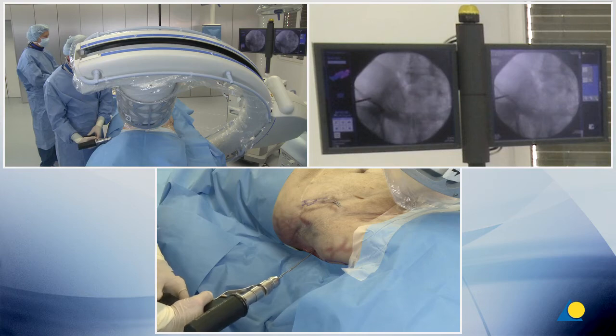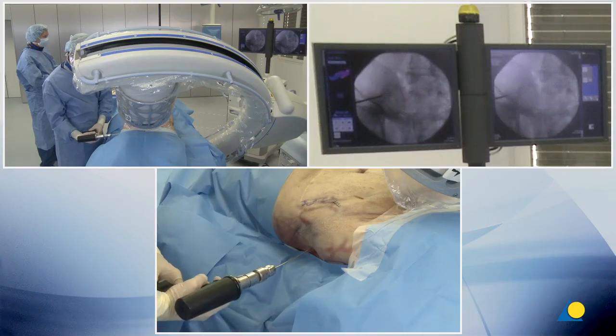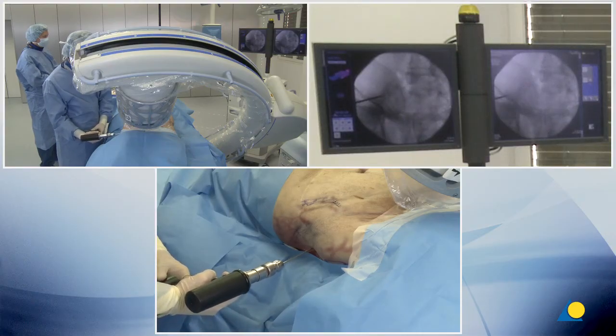If a guide wire with a threaded tip is used, it will easily advance and perforate the sacroiliac cortex and potentially injure the L5 root or perforate the artery.